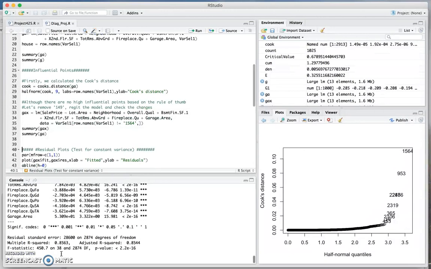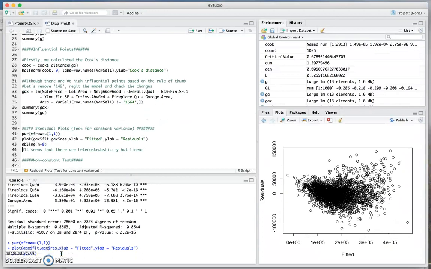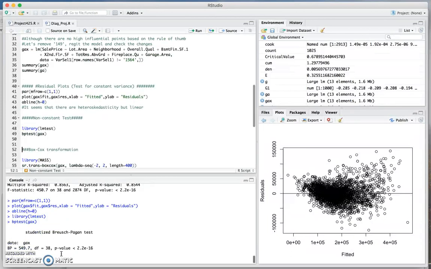So, as you can see, the adjusted R-square became higher than before, so we will continue the diagnostic test based on this new data set. So for the next step, we will look at the non-constant variance test. When we look at the residual plots, it seems that it is linear but not constant variance. So we did a BP test to decide whether it is non-constant. If you look at the p-value, it is too low, so we can conclude there is non-constant variance.